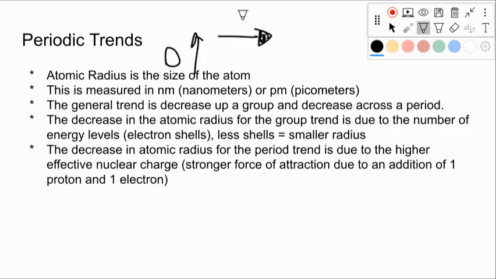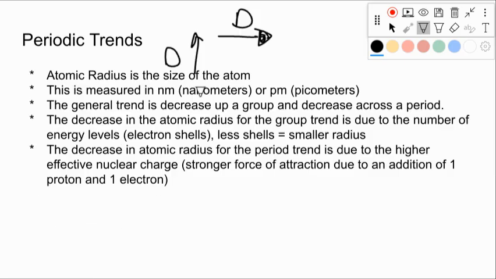As you move across, the trend is also going to be to decrease. Now, this part is a little bit more complicated, and it is because we increase that nuclear charge. It's called having a higher effective nuclear charge. As I move across a period, so if I'm looking at period 3, sodium has an atomic number of 11, magnesium 12, aluminum 13, so on and so forth. As you add 1 more proton and electron, it's like you're making 2 magnets get stronger, and that force of attraction is going to become greater and actually shrinks the atom slightly.